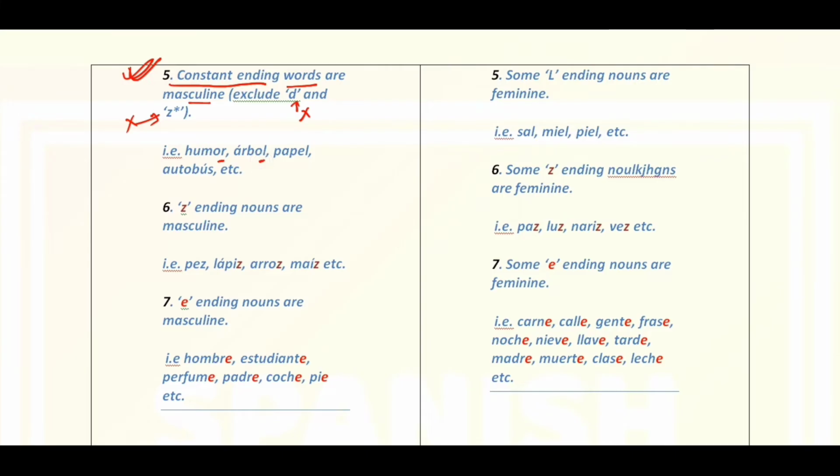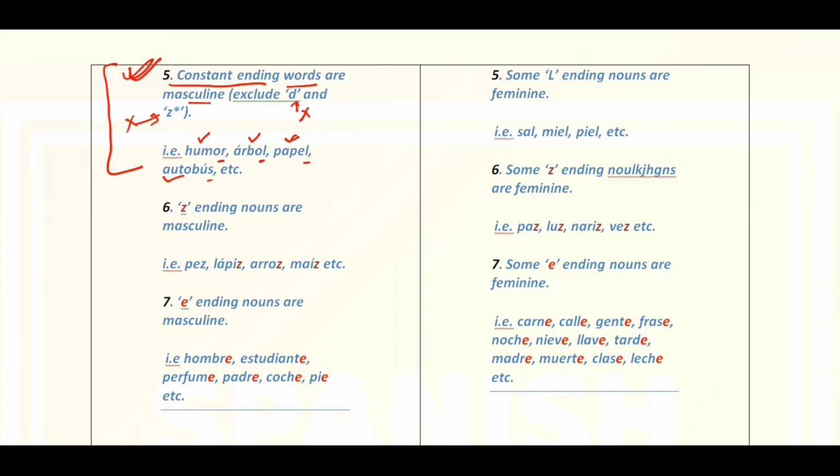The others are masculine in nature. We have some examples written down. R is also a consonant. L, humor, árbol, papel, autobús. Humor, árbol, papel, autobús. These are 4 examples. So these are consonant-ending words: R, L, L, S. So these are masculine words.